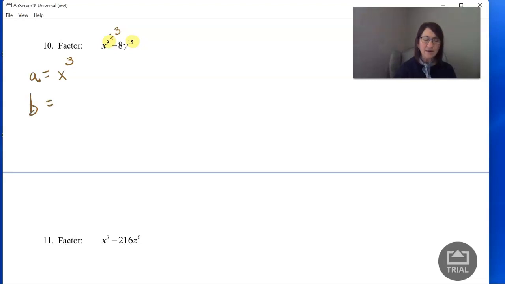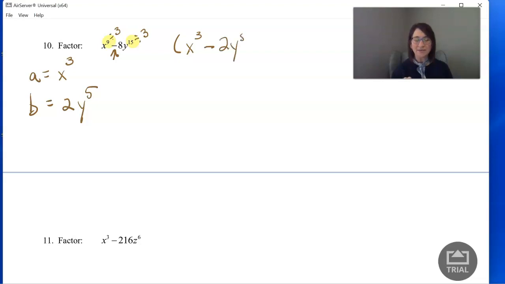Now for my b, the cube root of 8 is 2. The cube root of y to the 15th, well, let's just divide that 15 divided by 3. So I get y to the 5th. Okay. Now, this is subtraction. So this is going to be x cubed minus 2y to the 5th.